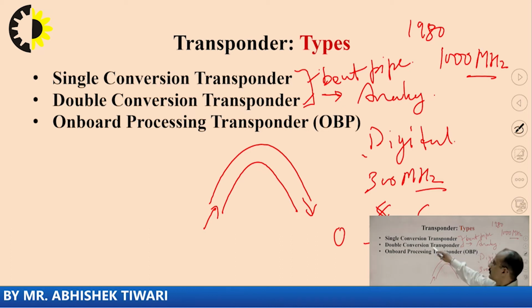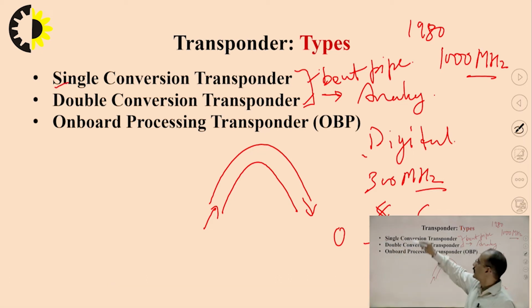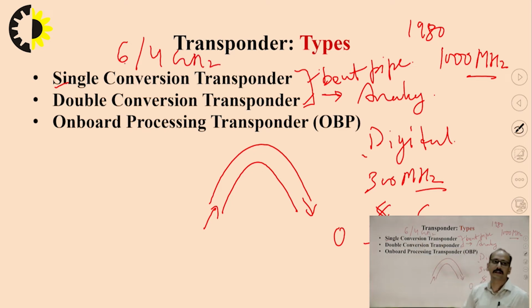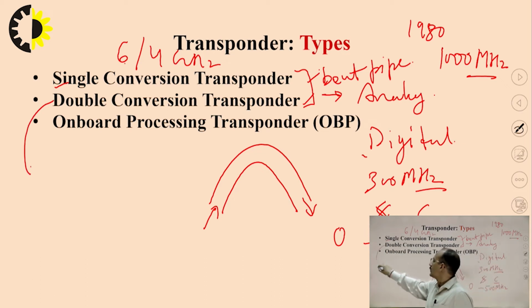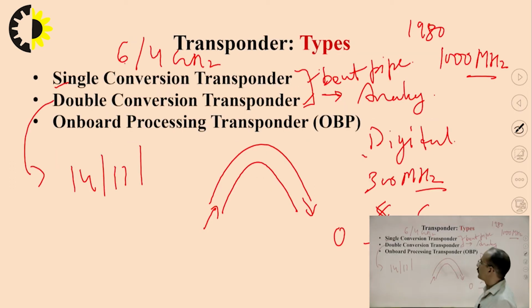Also, this picture came about because in the single conversion transponder, you are using the 6/4 gigahertz band, meaning 6 gigahertz uplink frequency with 4 gigahertz downlink frequency. But in double conversion, you are using 14/11 gigahertz, uplink and downlink. So this is about the transponder.